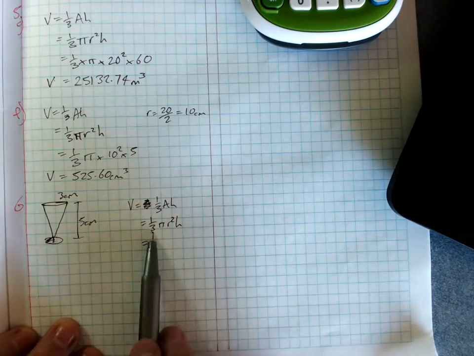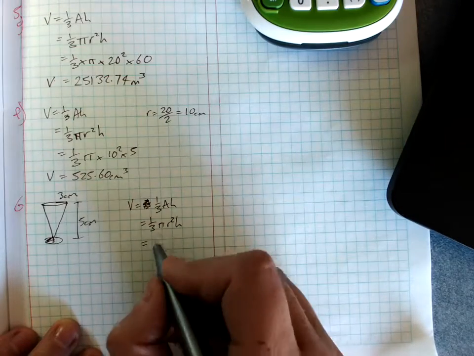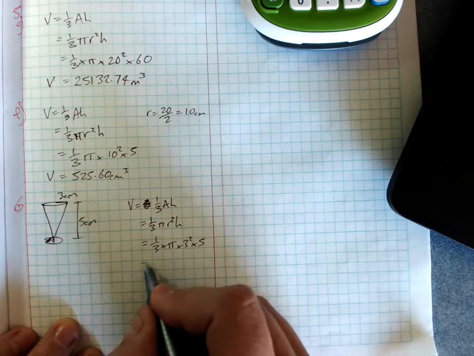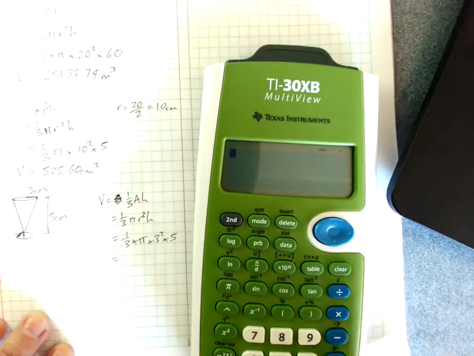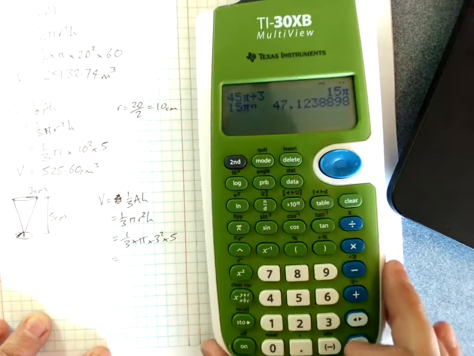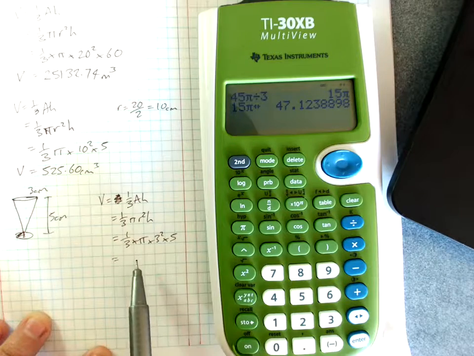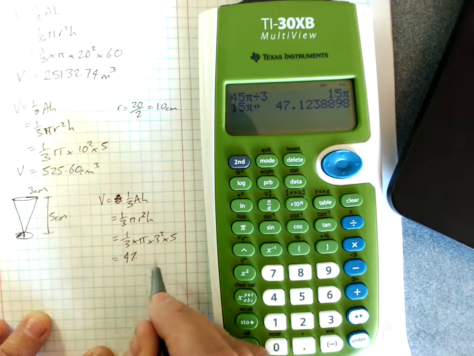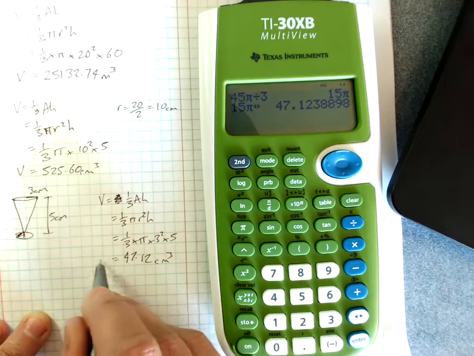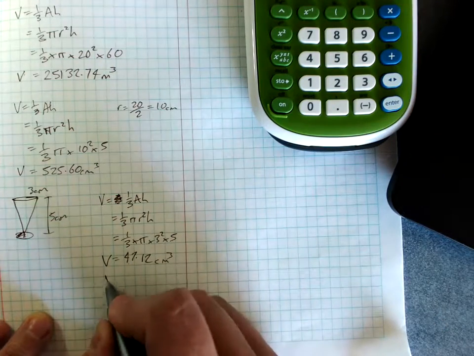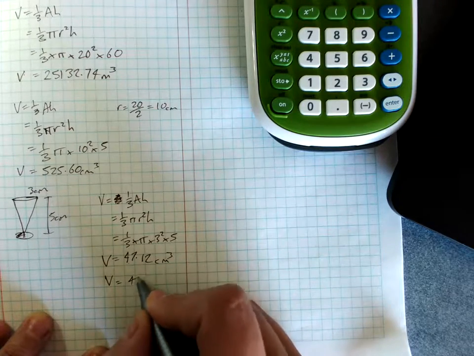I am okay, of course, with you starting with this formula here. That's 45 pi divided by 3. Have a look at the little shortcut that happens there. You don't have to do that. 47.12 centimetres cubed. Now we want the volume in mils, correct to the nearest millilitre, and they equate, so that's volume or capacity is 47 millilitres.